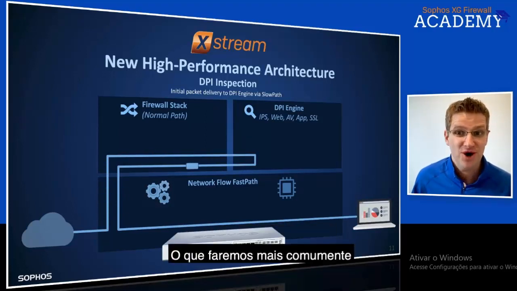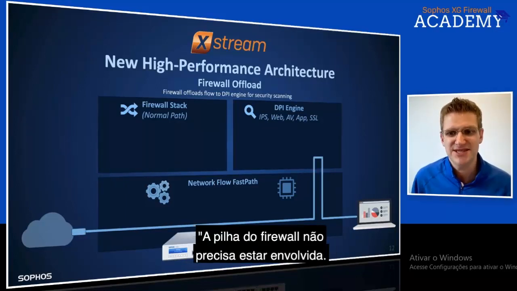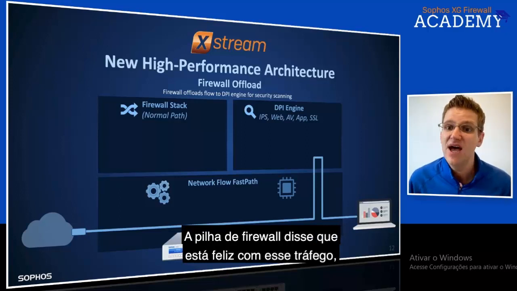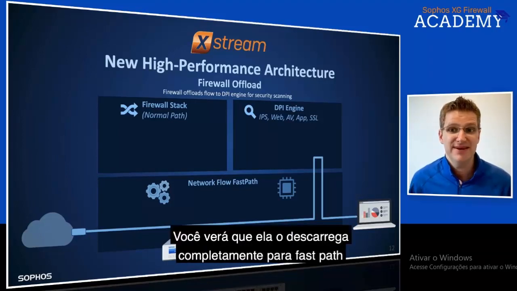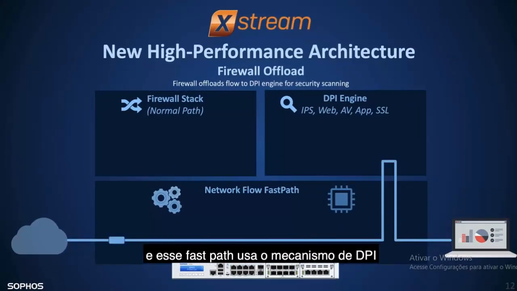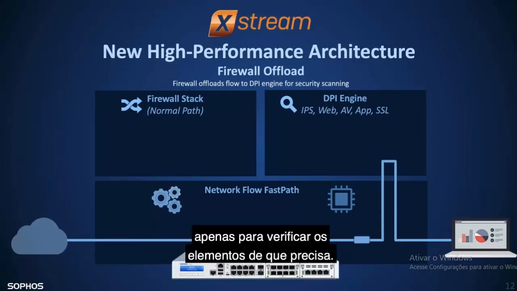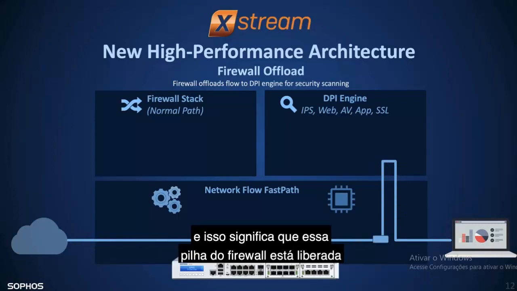What we will be doing most commonly to make this a far faster system is actually to say, well, the firewall stack doesn't need to be involved. The firewall stack has said, this traffic, this stream of packets, I'm happy with it. I don't need to do any more on the connection side with that. So you'll see that it completely offloads it to FastPath, and that FastPath just dips into the DPI engine just to check the elements that it needs. So we're completely bypassing the firewall stack now, and that just means that that firewall stack is freed up to scan other traffic or process other traffic.